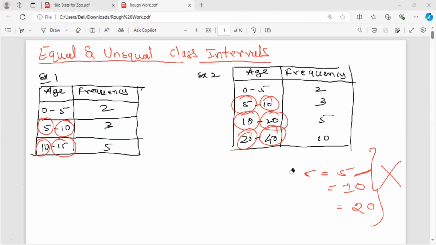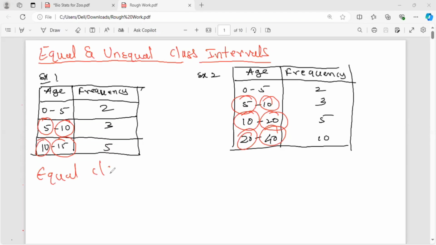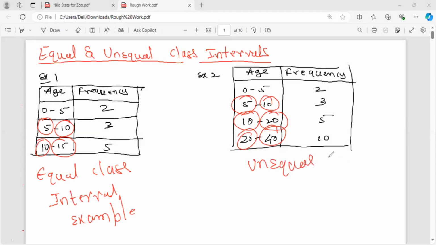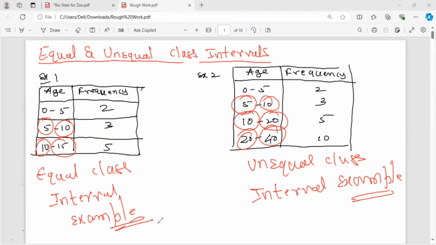So this is the equal class interval example, and this is the unequal class interval example. I hope it is clear. So these are the different types of class intervals, right?